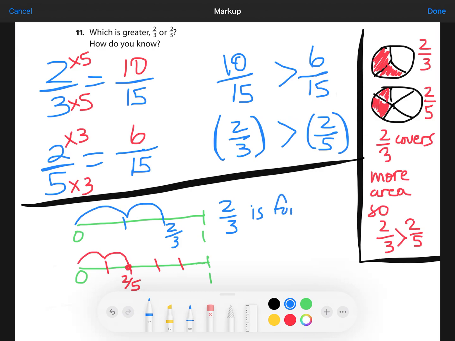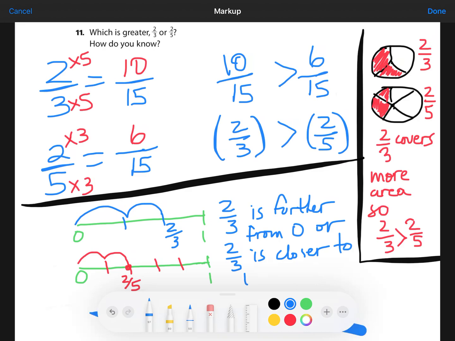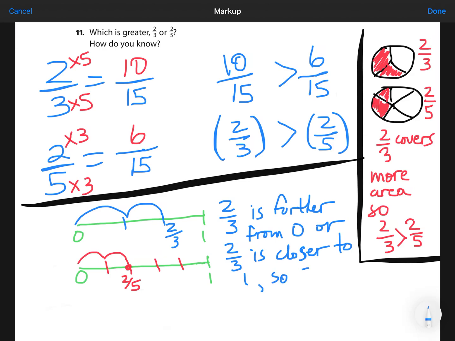is further from 0, or 2/3 is closer to 1. Oops. So 2/3 is greater than 2/5. So I've shown 3 ways.